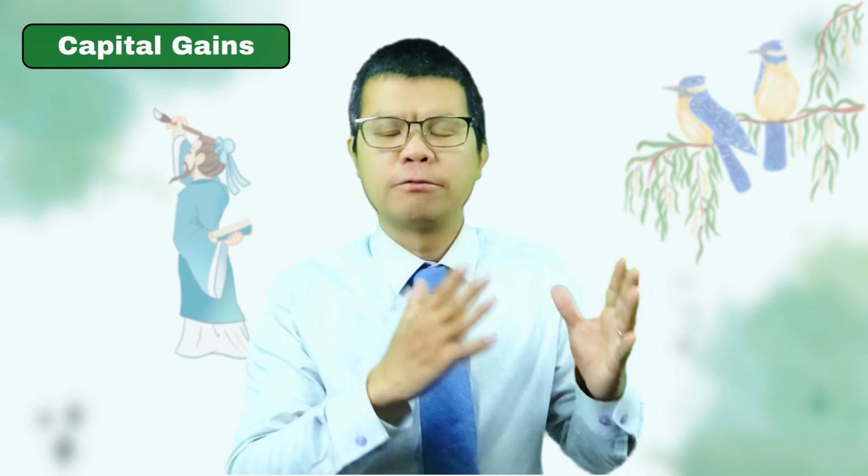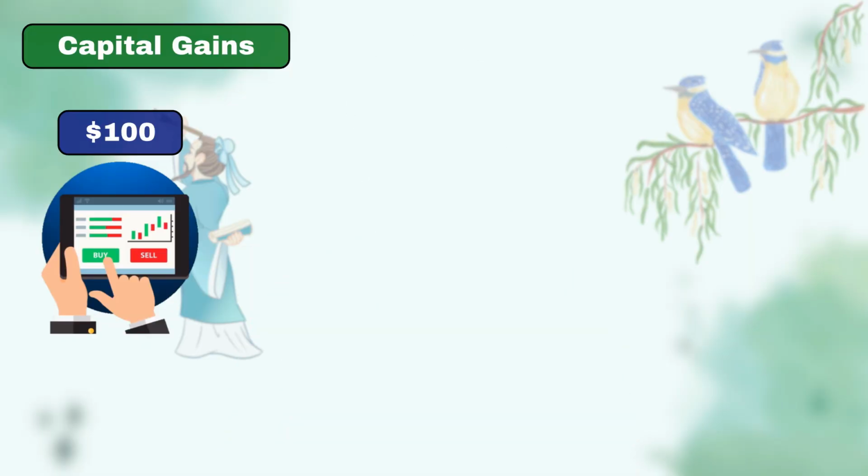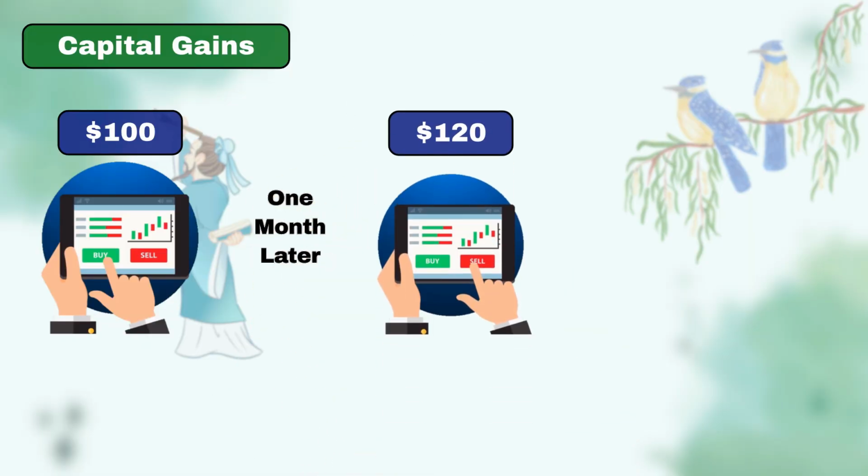Now let's break down capital gains with a simple example. Imagine that you buy a stock for $100, and a month later you sell it for $120.